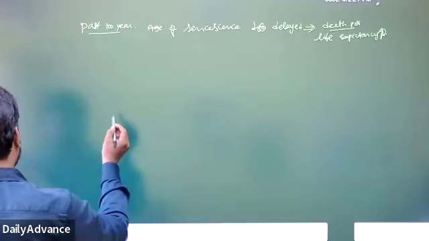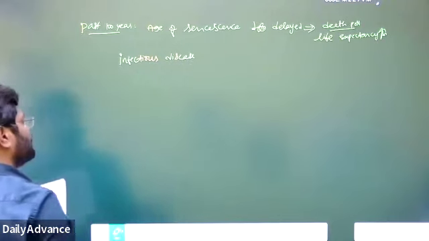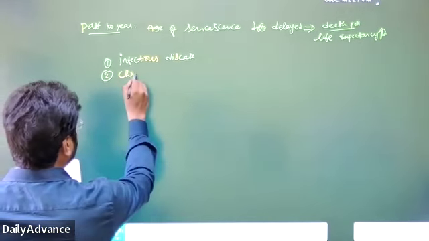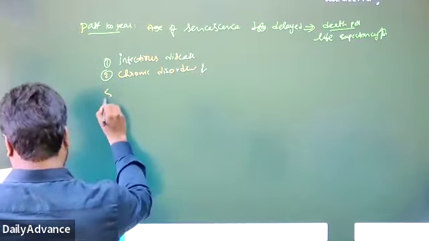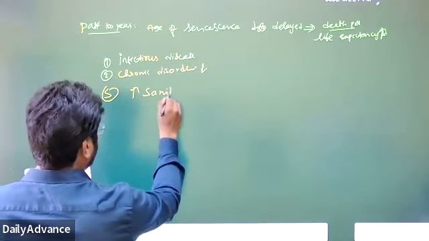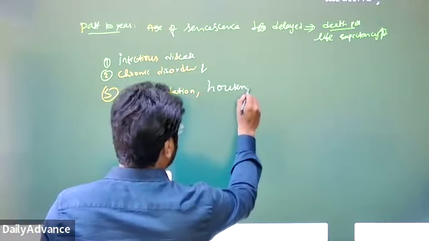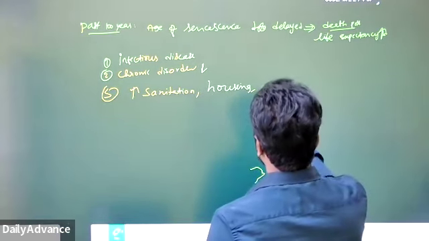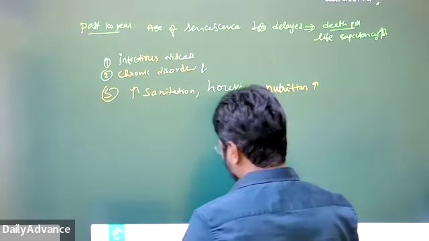Okay, so infectious diseases are mostly eradicated. That means diseases associated with bacteria, viruses, parasites and so on. Next, chronic disorders also decreased. And third, you can see improved sanitation. Next, housing, with protection from extreme climates such as cold and hot. Next, increased availability of nutrition. And then, you can see medical interventions.